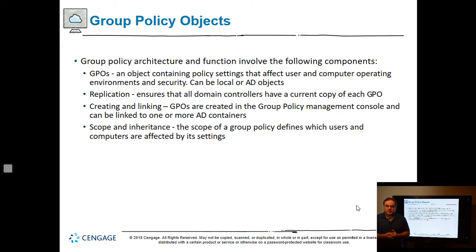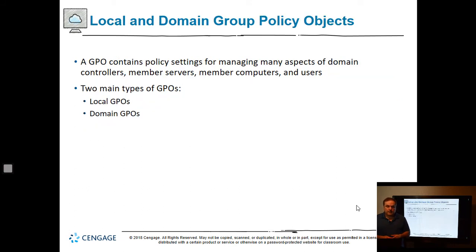Group policy architecture and function involve the following components. You've got the group policy objects themselves, replication, where you replicate the group policy objects between more than one domain controller so they can both be handing out the same group policies, creating and linking the two, scope and inheritance. So we'll talk more about that. Group policy contains policy settings for managing many aspects of domain controllers, servers, computers, and users. So you can affect all those using group policies.